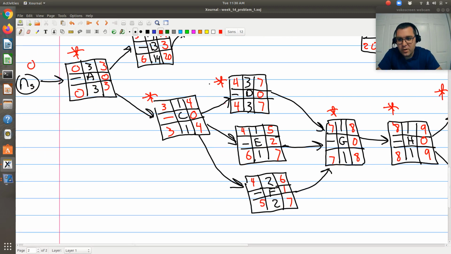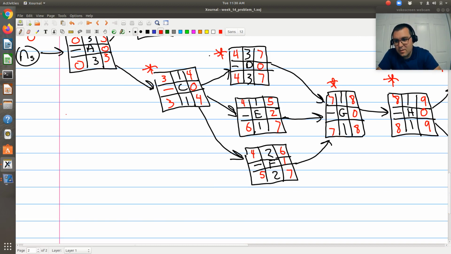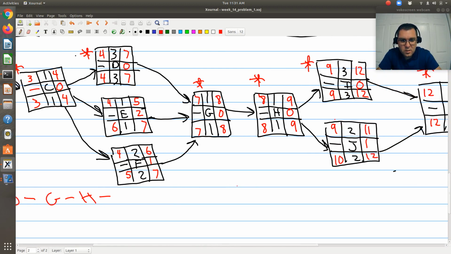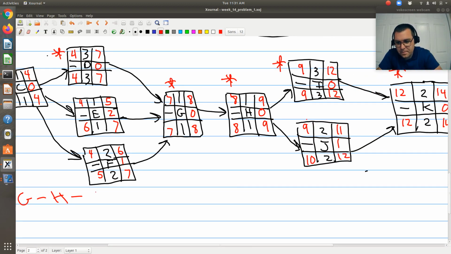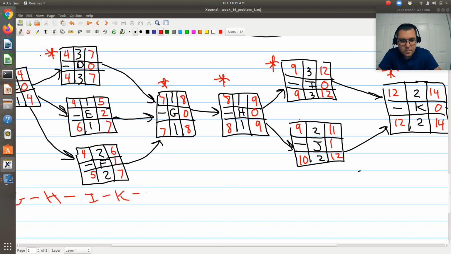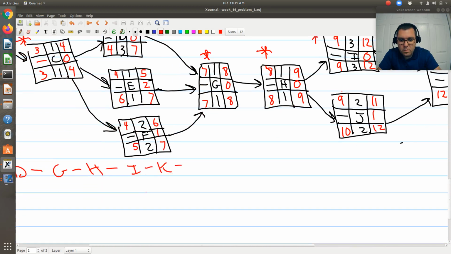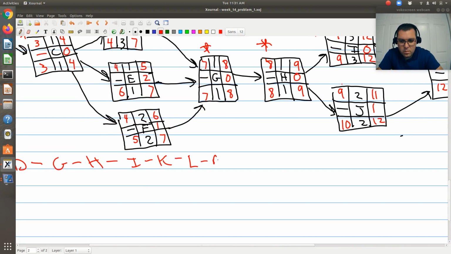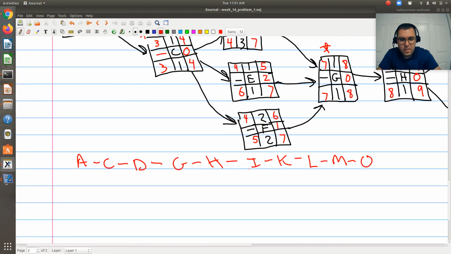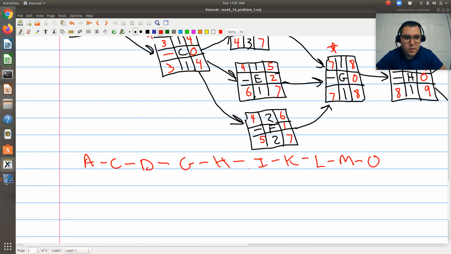All right, so then our critical path is going to be, so I'm just connecting my critical activities, A, C, D, G, H, I, K, L, M, O. So all of these activities have a float of 0. They're all critical. So all of these activities need to begin on a specific day in order for the project to be completed on time.